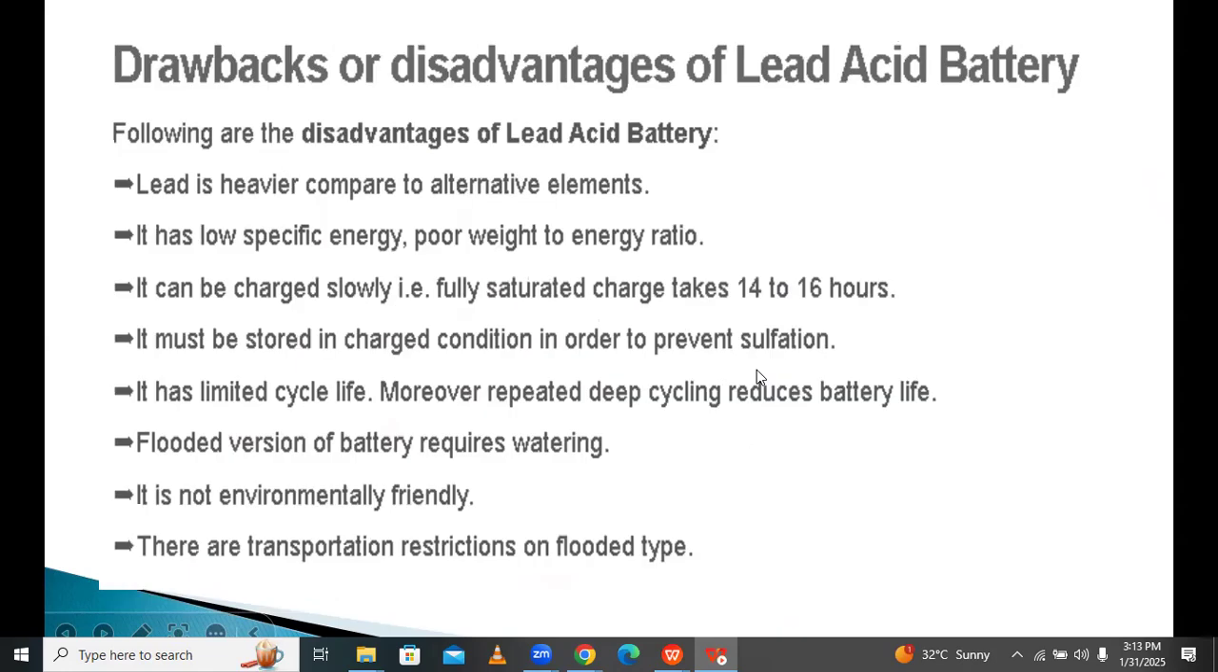It also has some disadvantages and drawbacks. One drawback of a lead acid battery is that lead is heavier compared to alternative elements. One of the disadvantages.